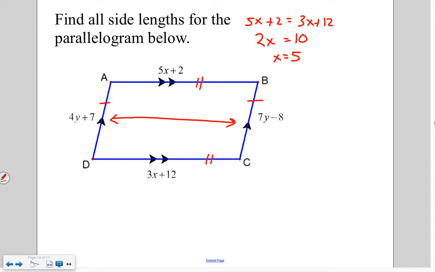Well, to solve for one of these side lengths, I have to plug 5 in. Well, 5 times 5 is 25, plus 2 is 27. So AB, the length between AB is 27. I'm going to plug this in down here just to make sure I did it right. This is all a good way to check and make sure you did it correctly. 3 times 5 is 15. 15 plus 12 is also 27. So we've got those two lengths as 27.